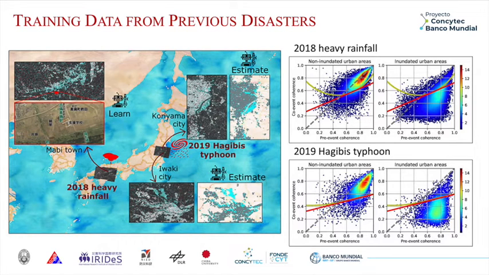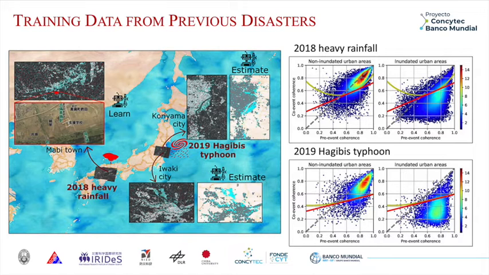Another option, and I think the most used currently, is to gather training data from previous disasters, build a very big database, and calibrate the algorithms to use for a current event. I'm sorry, this is an example of a typhoon, but I just wanted to convey the idea. In this example we use information from the 2018 heavy rainfall and apply it to identify flooded areas due to the Hagibis typhoon that hit Japan in 2019.